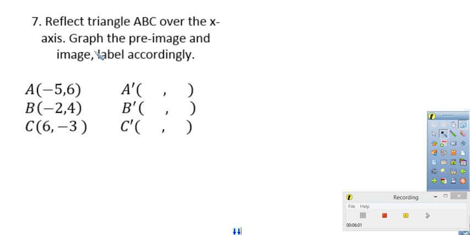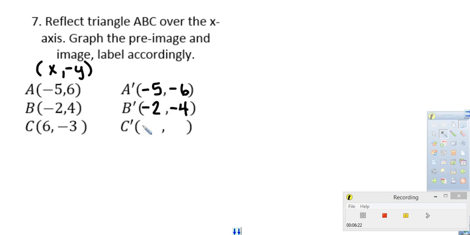Reflect the triangle over the x-axis. When we reflect over the x-axis, we negate the y value. So the x stays the same, and the y becomes the opposite.